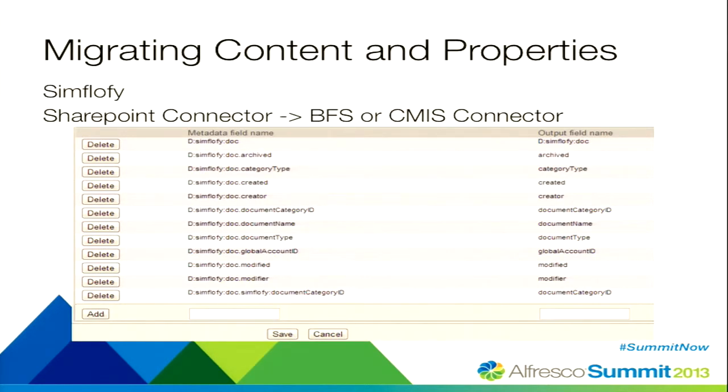Okay, so now we're going to talk about content and properties. This is actually a one-to-one. I mean, there's nothing different. A Word doc in SharePoint is a Word doc in Alfresco. Properties in SharePoint are properties in Alfresco. Except for calculated fields, they're just one-to-ones. That's not a big deal.